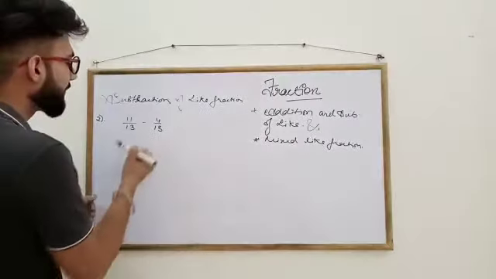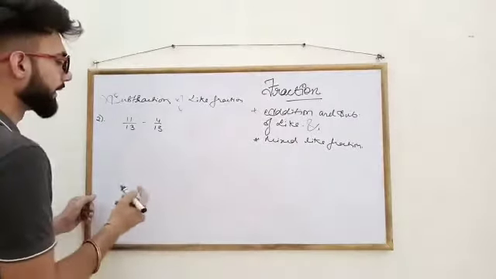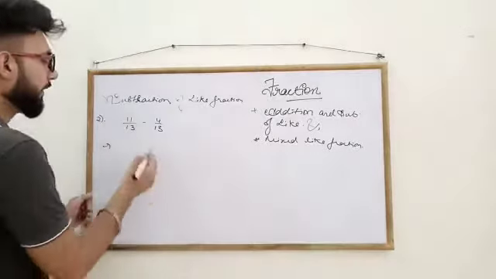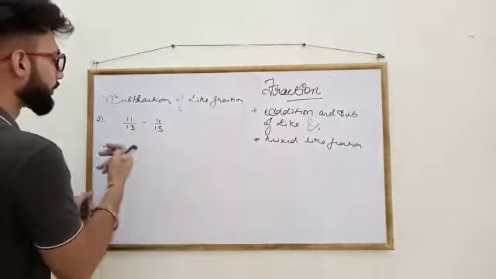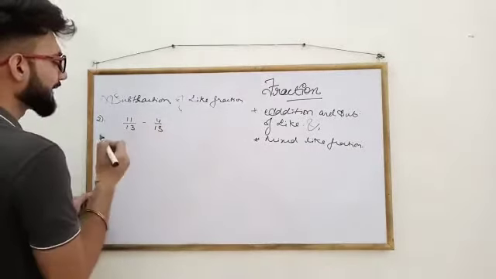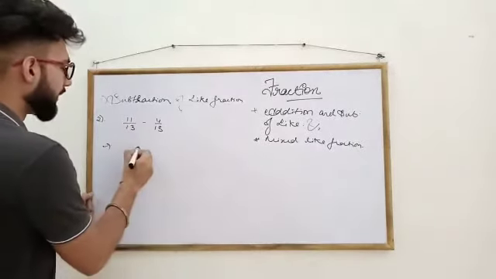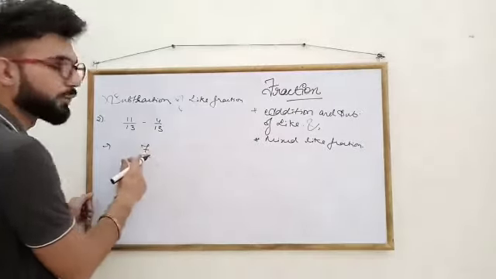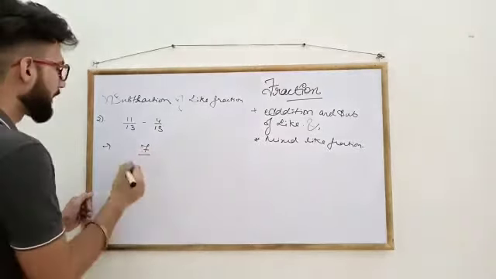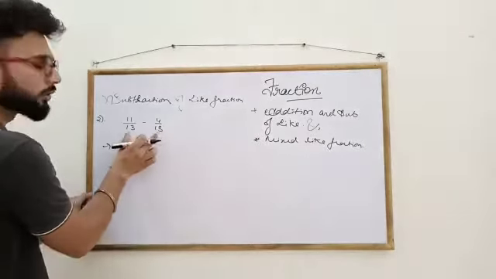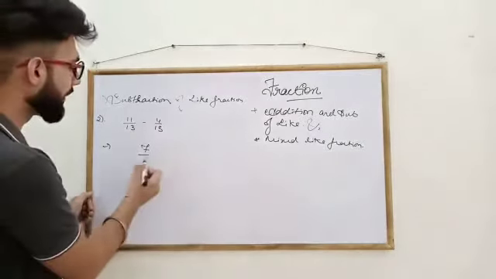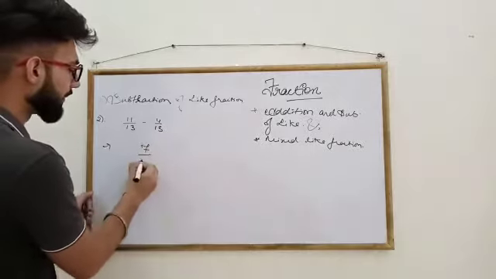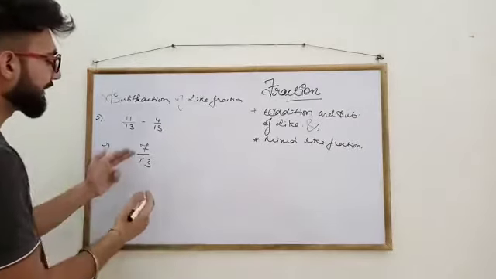The numbers are 11 by 13 minus 4 by 13. For the first step, we'll subtract the numerator of the second fraction from the first one. So 11 minus 4 would be 7, and we'll write 7 as the numerator of the result. Now, the denominators of both numbers are the same as they are like fractions, so we'll write the denominator of the result as the same. So the answer would be 7 upon 13.